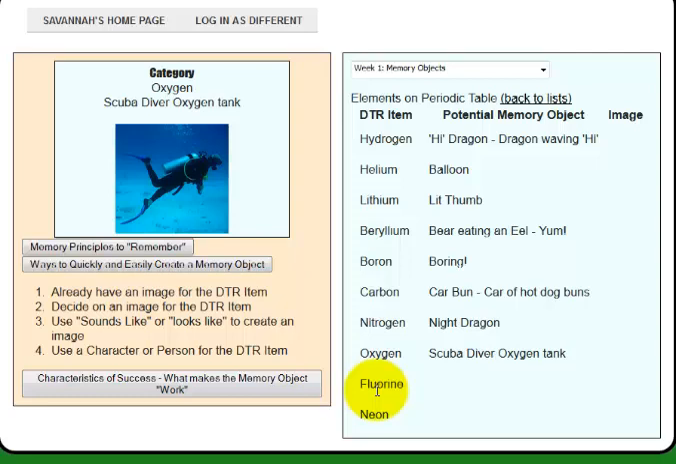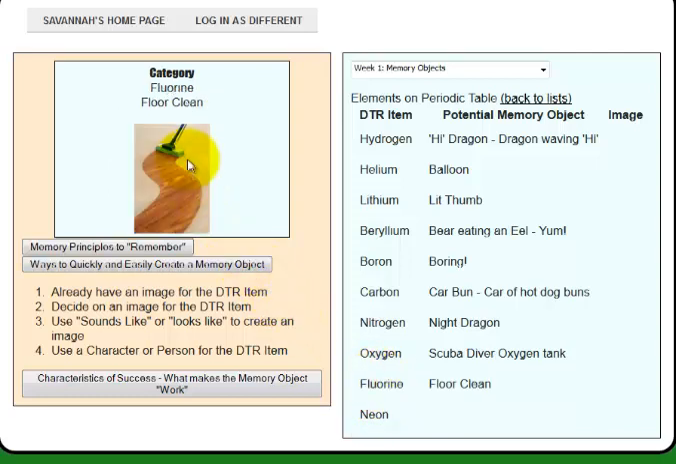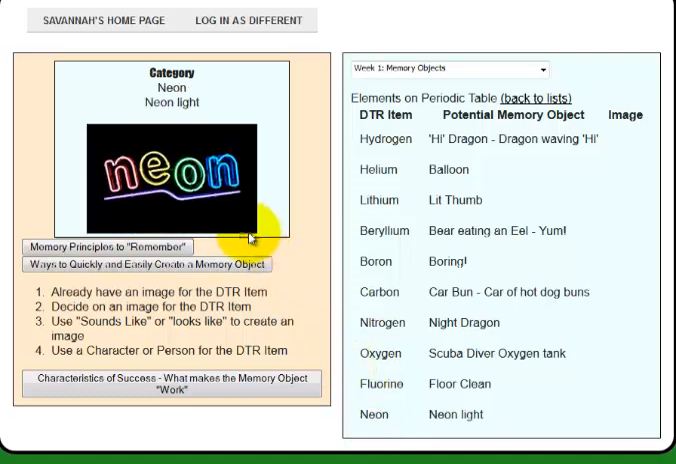I thought of floor clean. Okay, so I just think of a floor that's sparkling clean. You know how sometimes they show sparkling clean floors? And that's my floor clean. All right? So this is a guy cleaning a floor with a mop. And the last one, neon, is number 1. I already have an image for that. So I just think of a neon sign. Neon is like that really, really bright light. So neon sign like that.